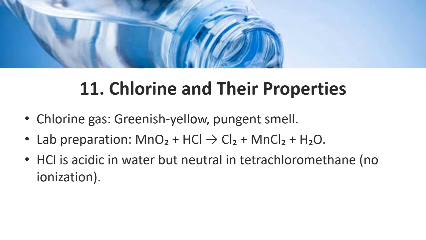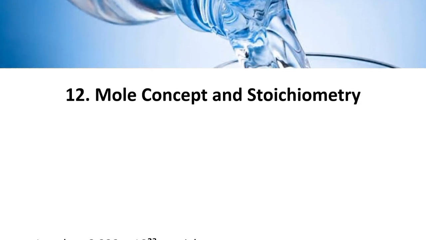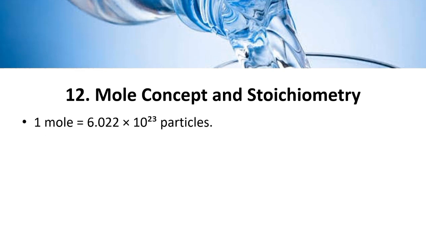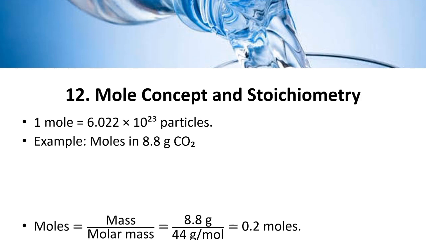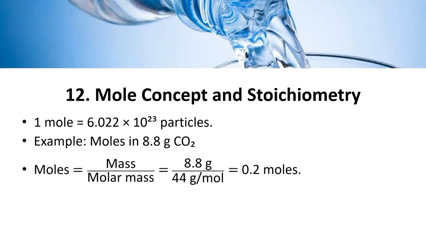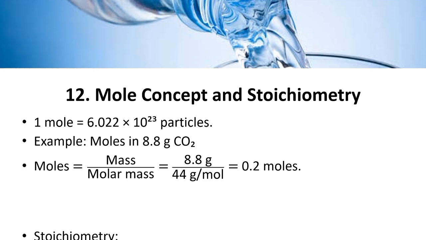12. Mole concept and gas calculations. A mole is the amount of a substance containing Avogadro's number of particles. To determine the number of moles in 8.8 gram of carbon(IV) oxide, use moles equals mass over molar mass. By substitution, 8.8 g divided by 44 grams per mole equals 0.2 mole. Look into stoichiometry involving the production of nitrogen from ammonium dioxonitrate(III).